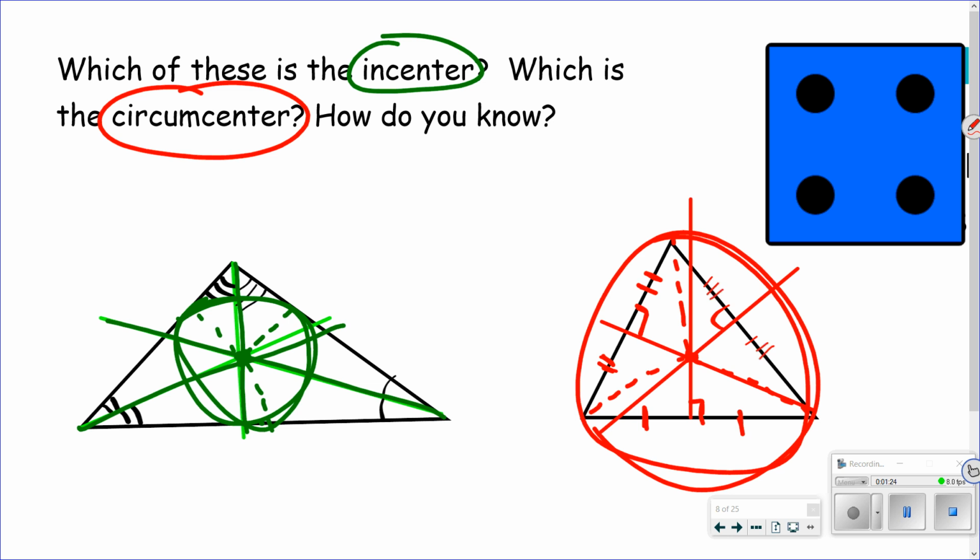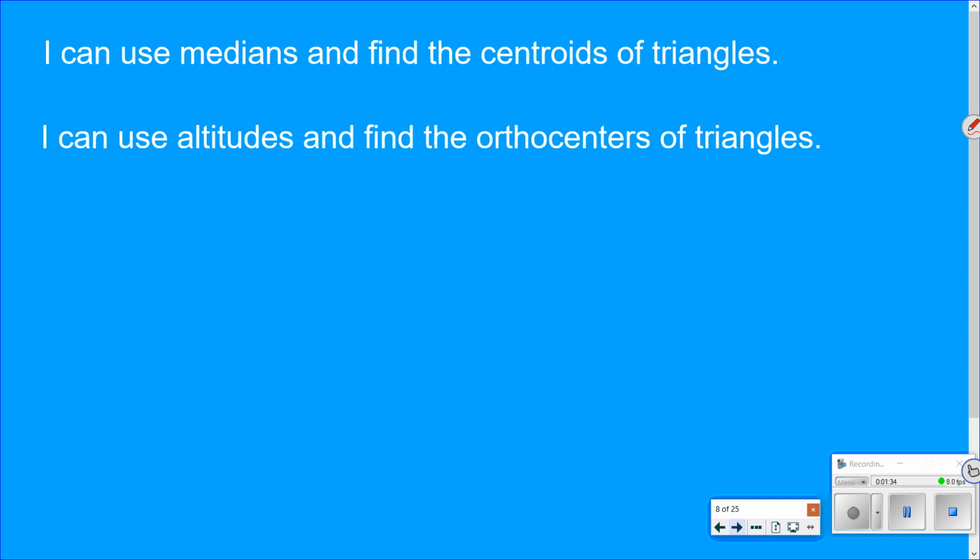There's different centers of triangles. So we've learned two of them, incenter and circumcenter. We're going to learn two others today, and you'll be responsible to know what these are. So this is just a memorization thing that we're going to be going through. Okay, our learning goals for today then. I can use medians and find the centroids of triangles, and I can use altitudes and find the orthocenters of triangles. So these are two different types of centers. We're going to talk about the centroids and the orthocenter.